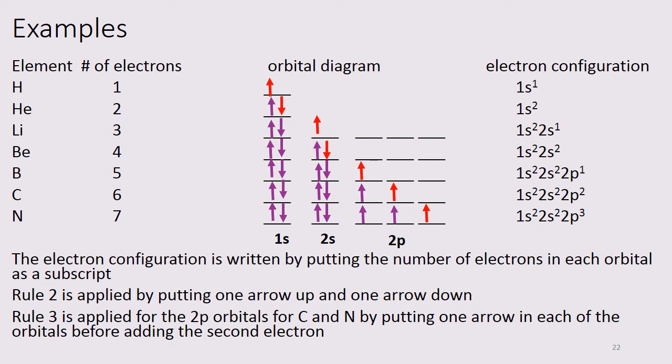Now, remember that Pauli's exclusion principle, rule 2, says that electrons have to be of opposite spin, and so we put the arrows one up and one down in order to represent opposite spins. It doesn't matter if you put the first one up and the second one down, or the first one down and the second one up, as long as they're opposite of each other.